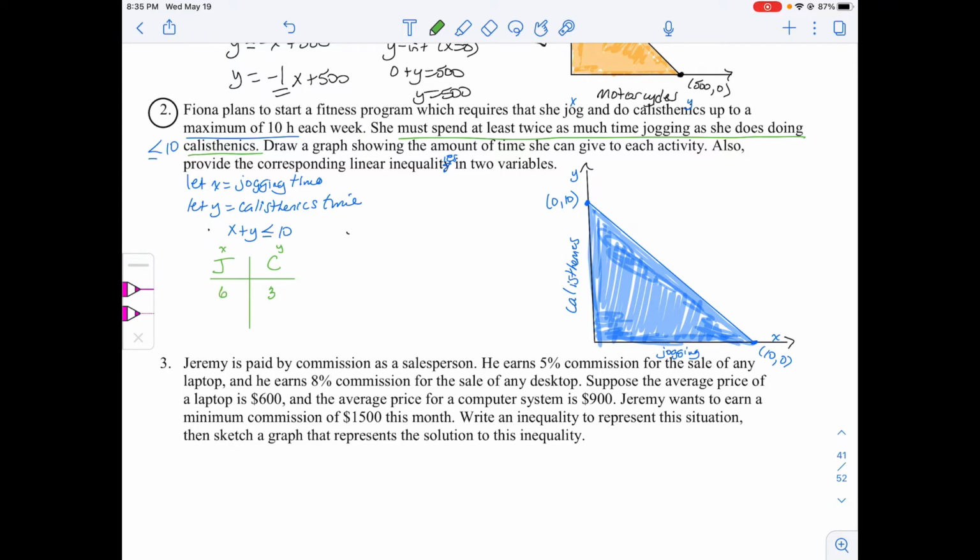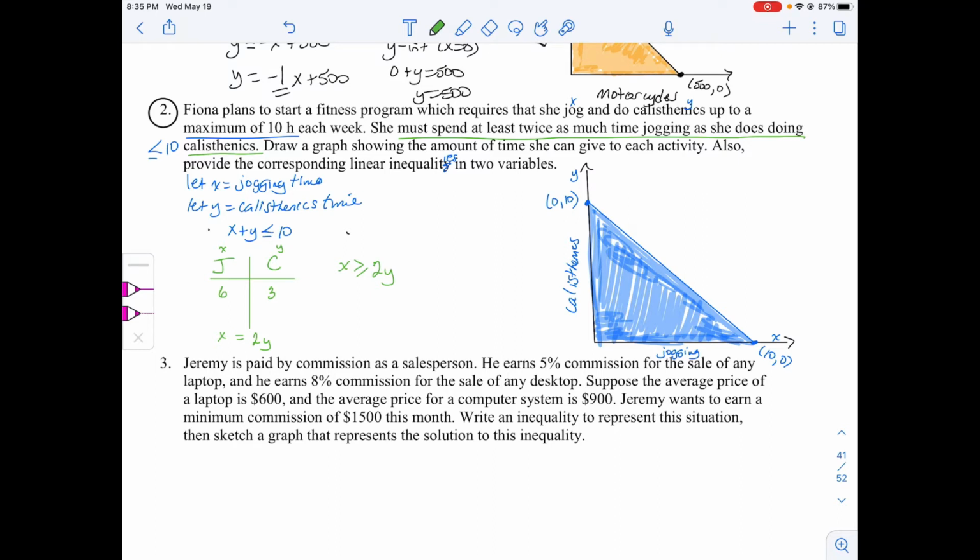So if I put numbers to this, it's probably kind of obvious that we would get x, her jogging time, equal to 2y, if that was an equation. But of course, this is an inequality. She must spend at least twice as much time jogging as she does doing calisthenics. So x must be greater than or equal to, oh, I think I wrote 3y. I meant to say 2y. She needs twice as much time there. So x is greater than or equal to 2y.